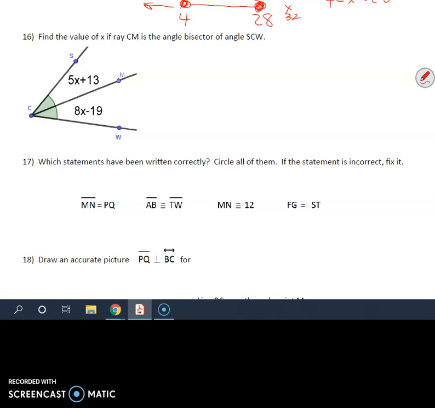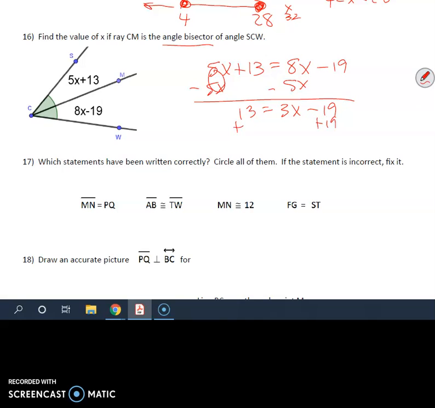Problem 16. You have an angle bisector. What an angle bisector does is divide the angle in half. So that means the 5x plus 13 and the 8x minus 19 are going to be the same value. If I subtract 5x from both sides, I'm going to have 13 is equal to 3x minus 19.